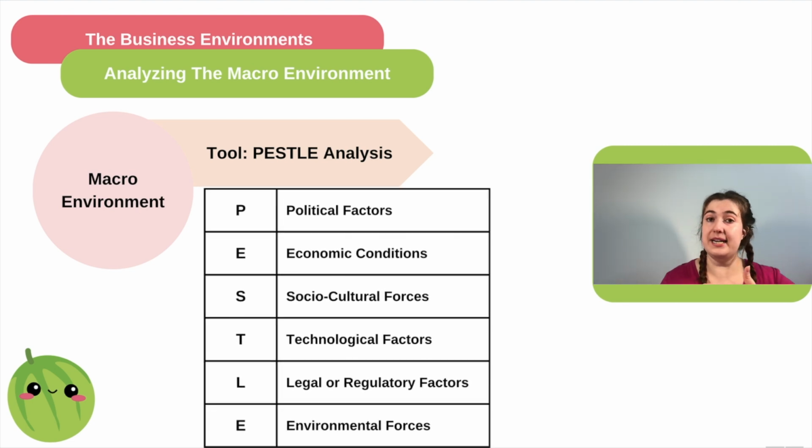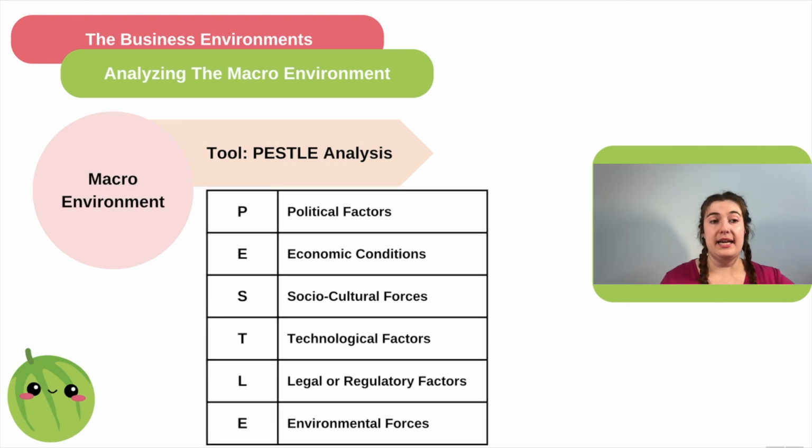You've got P, which stands for our political factors, E for our economic conditions, S for our social-cultural forces, and T for our technological factors. L is for our legal or regulatory environments and factors, and E is for our environmental factors. So let's break that down a bit.